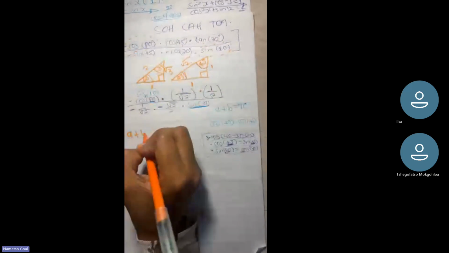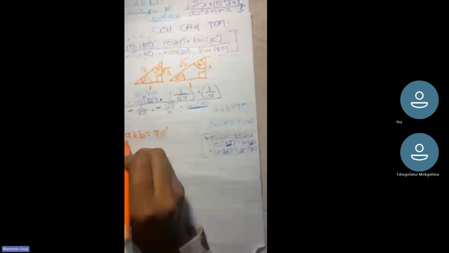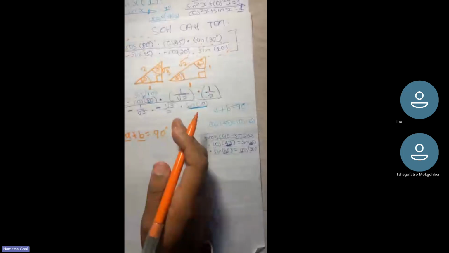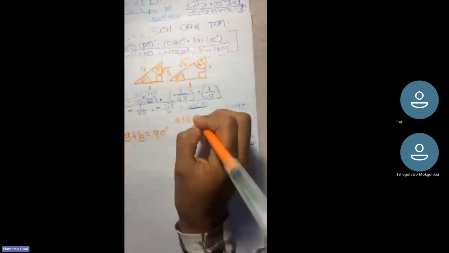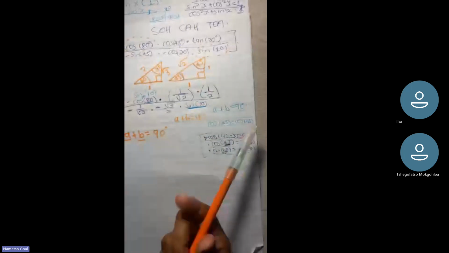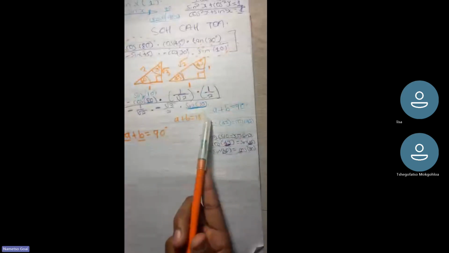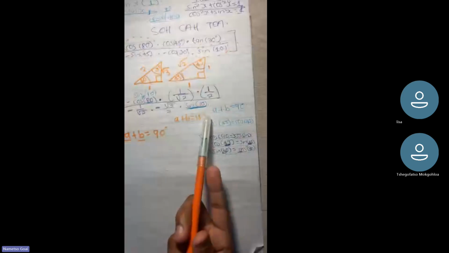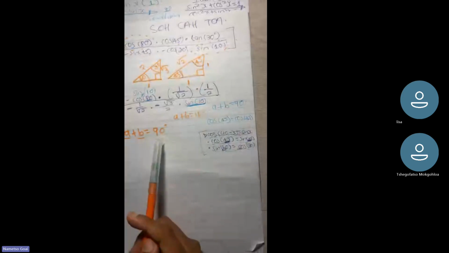Okay. So let's say if we have A plus B, and we know for a fact that they're supposed to give us 90 degrees, we call A and B cofunctions. In the same way, if we have A plus B and they give us 180, we call them supplementary angles, right? If they equal 180, they're supplementary. If they equal 90, they're cofunctions.